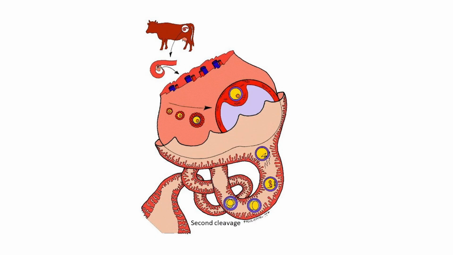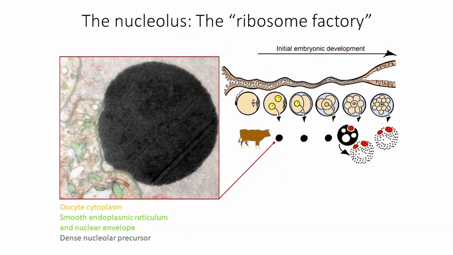Subsequently, second and third cleavage divisions commence. Each cleavage division sees a doubling of the cell number and takes approximately 24 hours. Thus, we expect to find an 8-cell embryo in the oviduct at approximately 72 hours post-ovulation. During these early cleavage divisions, we see the gradual activation of the embryonic genome.